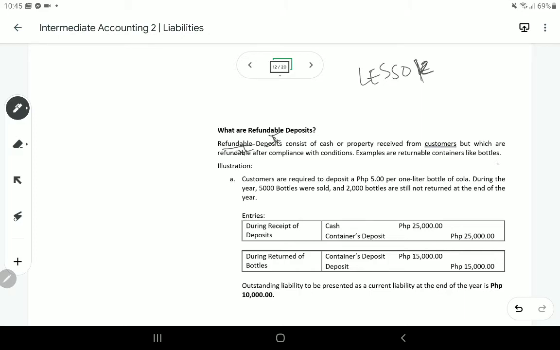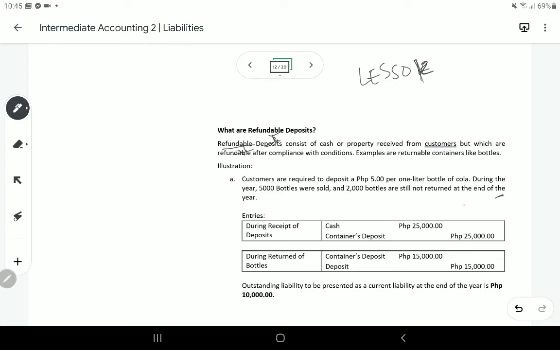Now, so how do we treat that? Again, that is a liability because that money is not yours. Okay? That money is not yours. So, we have an example here, no? On how do we treat, how do we make entry for deposit, no?